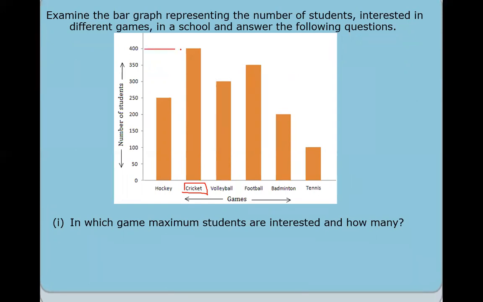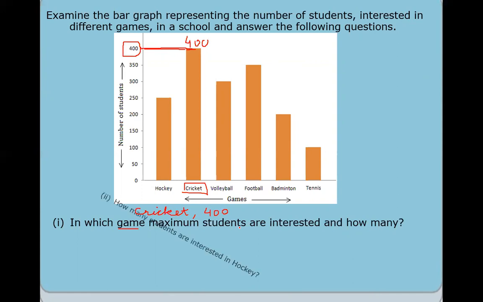So how many children like the cricket game? You can see the length of the bar, and you have to draw a line horizontally to get the value of the number of children who like the cricket game very much. There are 400 children who like the cricket game. So you write the answer: cricket game is maximum liked by the children, and 400 children are interested in playing cricket.